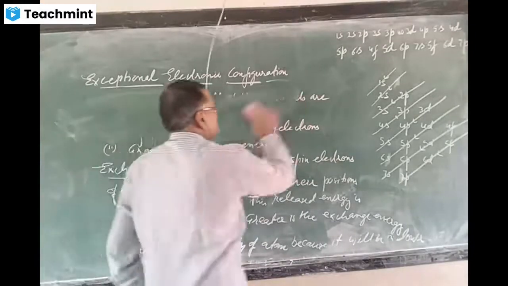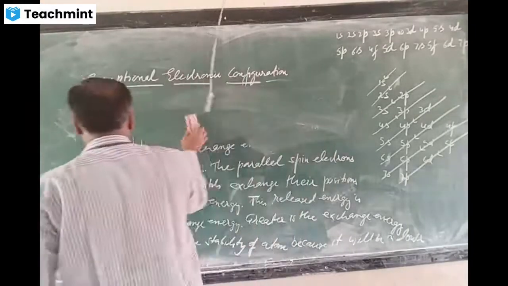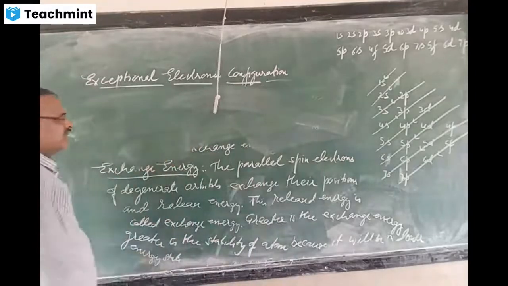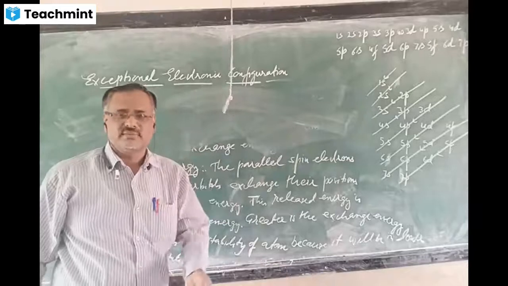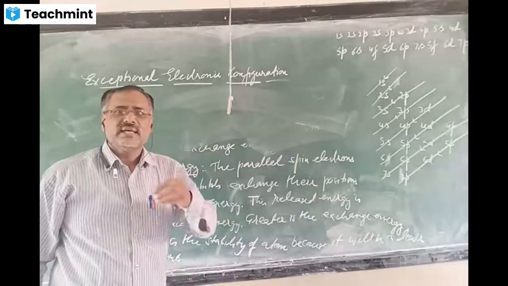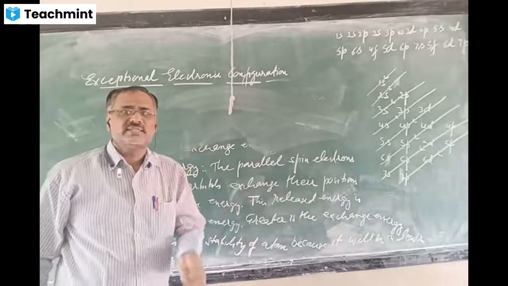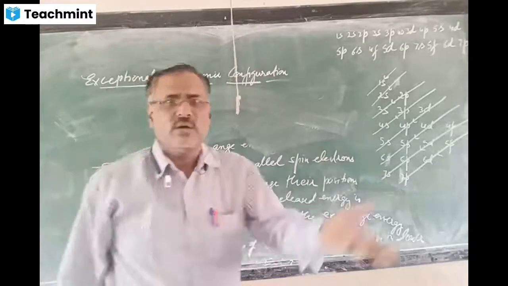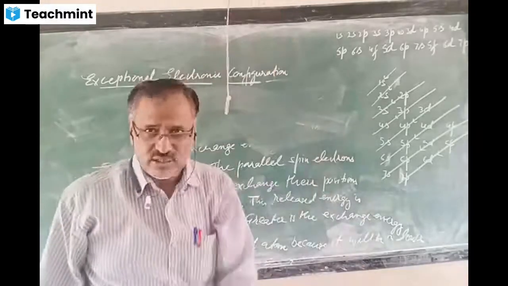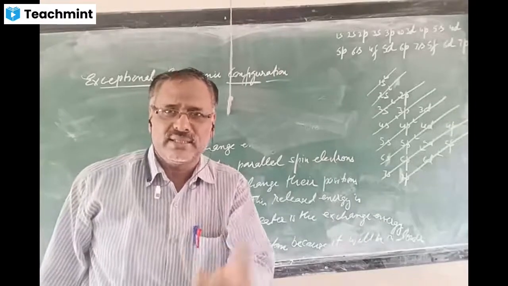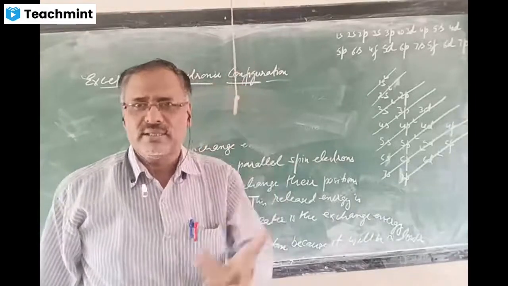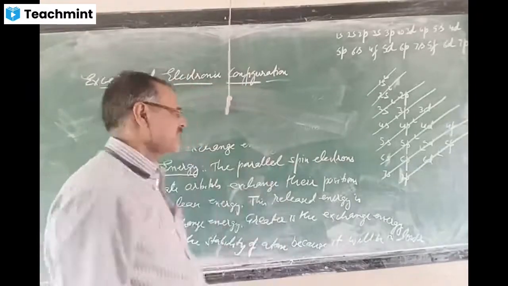Sir, it means that if the exchange is maximum, then the energy lost will also be maximum. Means the maximum amount of energy is released. So if any atom is releasing more energy, it is going to a more ground state, a lower energy state. And if the energy of an atom is least, it will be more stable. That is the principle here.